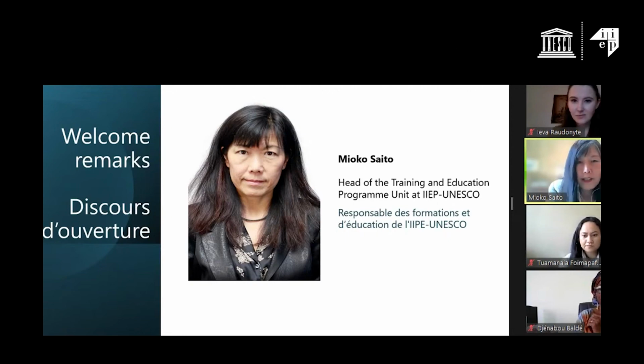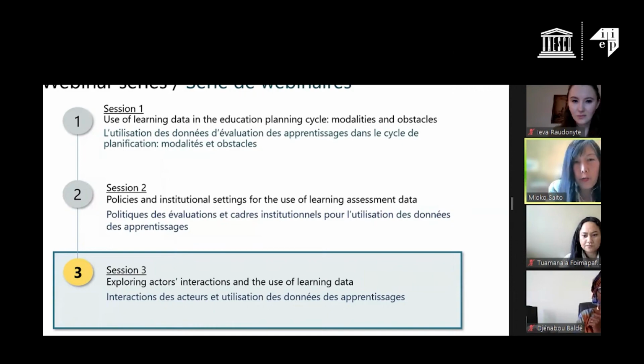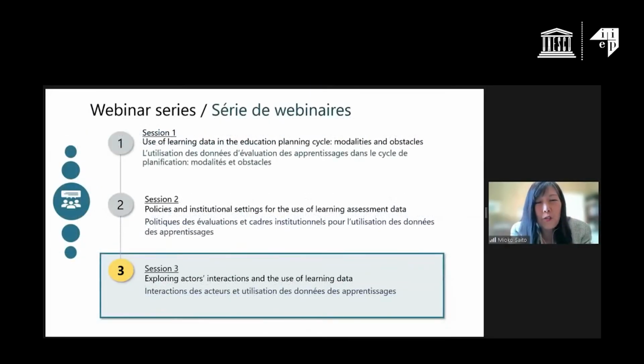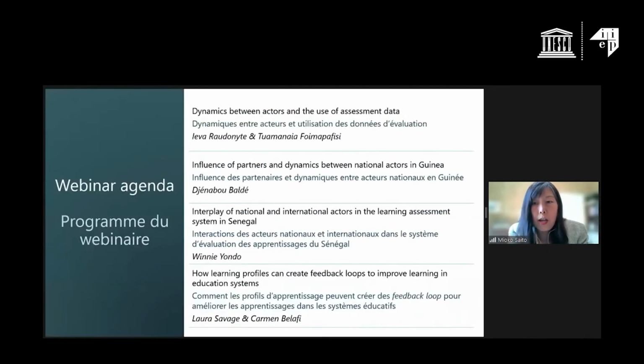Now, let's go to the next slide. During the first webinar 2 weeks ago, you may remember that we examined the modalities and obstacles of the use of learning data in the education planning cycle. Then last week, during the second webinar, we looked at the assessment policies and institutional settings for the use of learning assessment data. Today, for the third webinar in this series, we will be looking at the dynamics between actors and the use of assessment data, including international actors and national actors at the different levels. In particular, we will be interested in different questions.